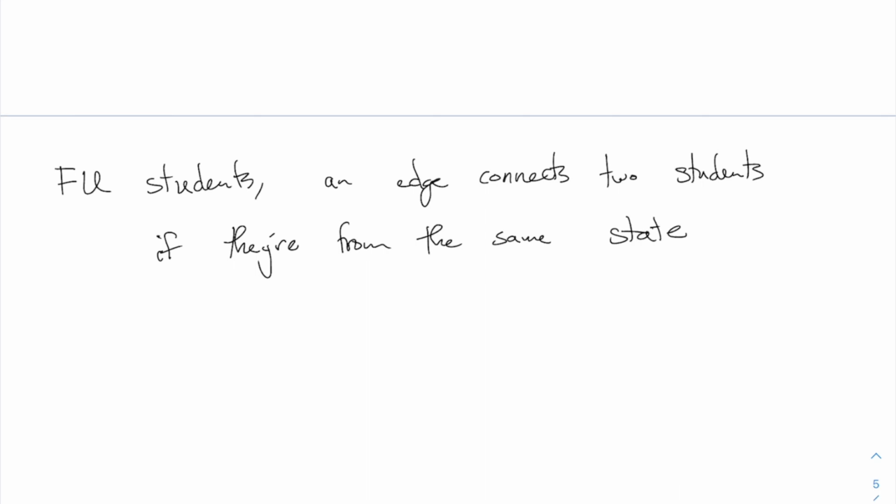I will have to assume temporarily that everybody has a state that they're from. I know not everybody here is from the United States at all. But let's just say state. Or if you're not from the United States, your state can be a country, or a United States territory if you're from Guam or something like that. Anyway, an edge connects two students if they're from the same state or the same whatever else.